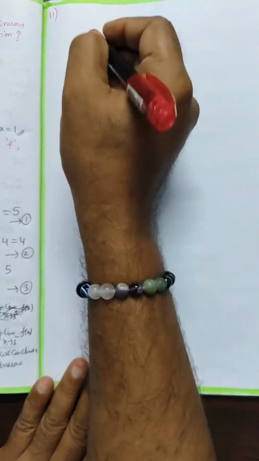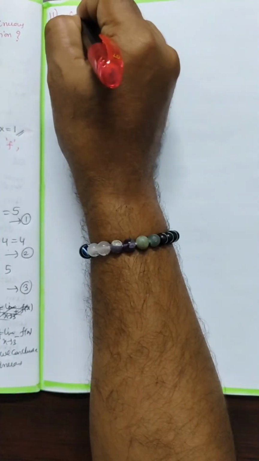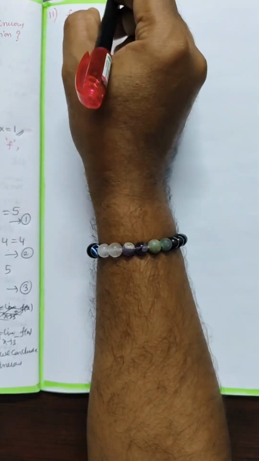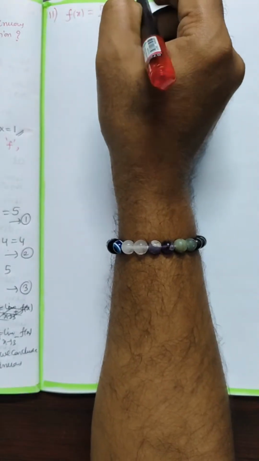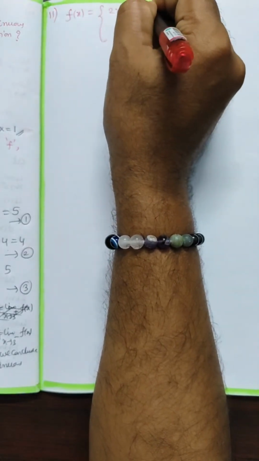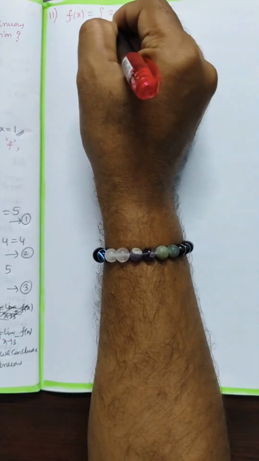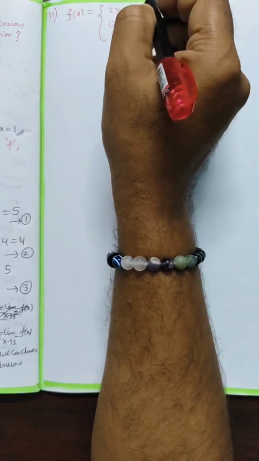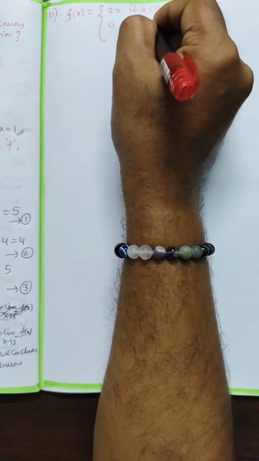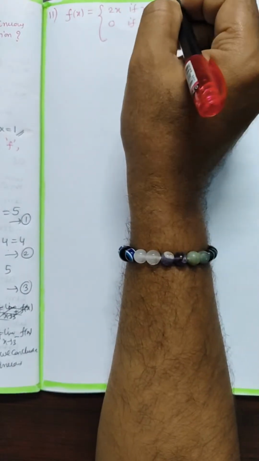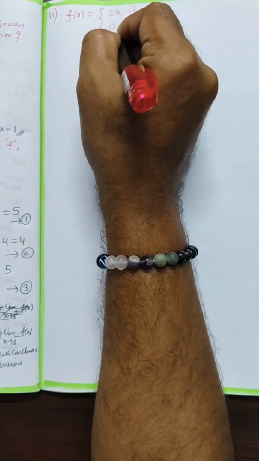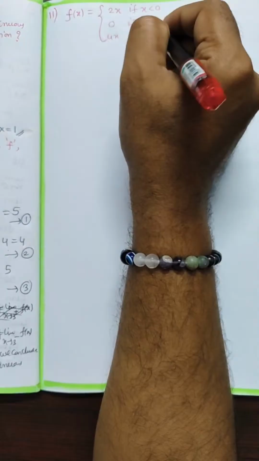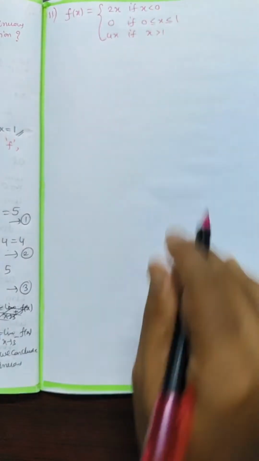So question number 11, dear students. The function is f of x is equal to 2x if x is less than 0, 0 if 0 is less than or equal to x is less than or equal to 1, 4x if x is greater than 1.